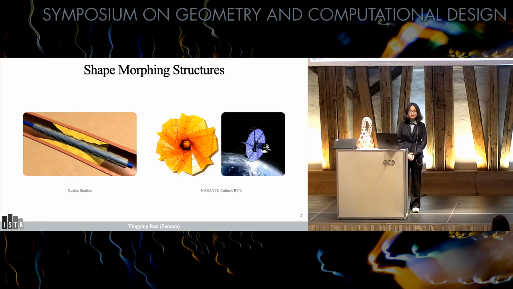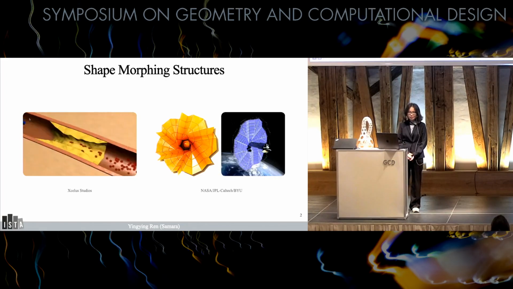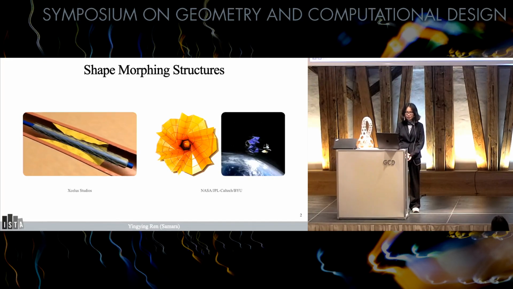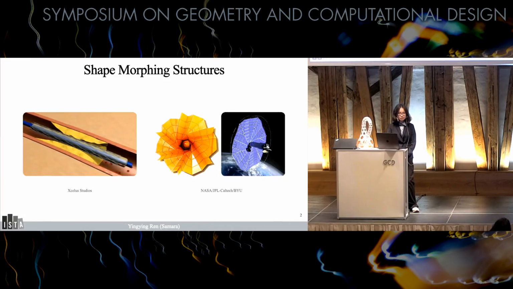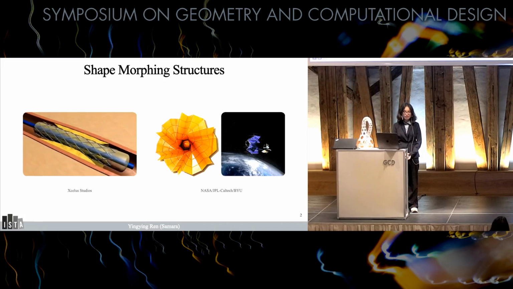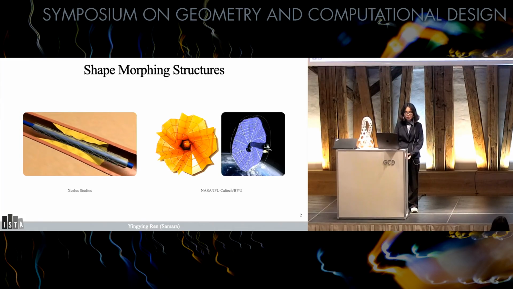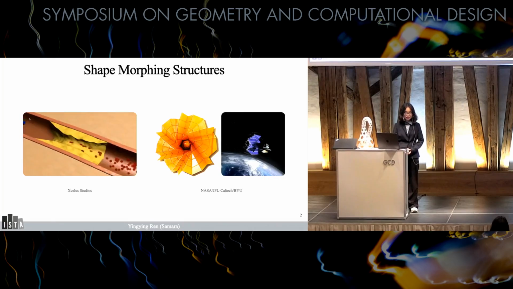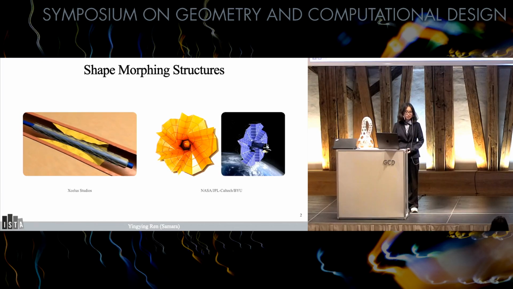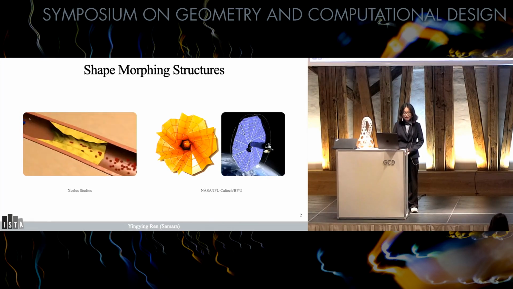Shape-morphing structures are structures that can transform among multiple geometric configurations. Here we see two examples. On the left is a heart stent that starts from a compact state to enter the blood vessel and then expands to prevent the vessel from closing. And on the right, we see an origami-inspired solar array that can be transported in a compact state and then fully expand to maximize sunlight exposure. And we actually saw a similar structure in the talk of the previous speaker as well.